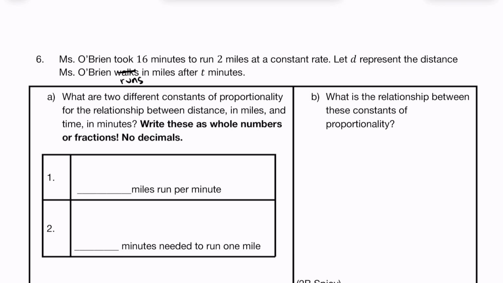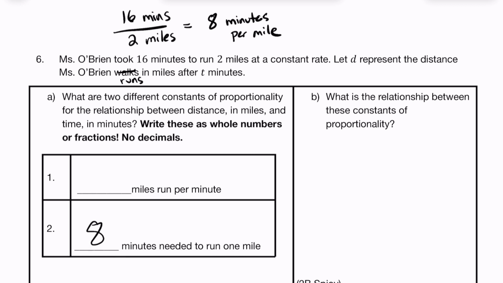Okay, so this is what we have. It's 16 minutes to run 2 miles. What we want to do is simplify this as a rate. This means it takes 8 minutes per mile, so 8 minutes needed to run 1 mile.